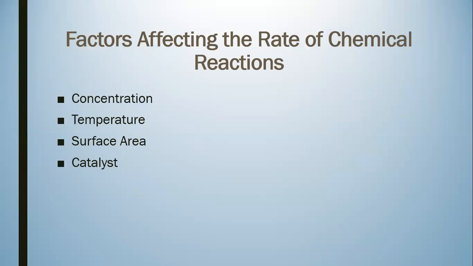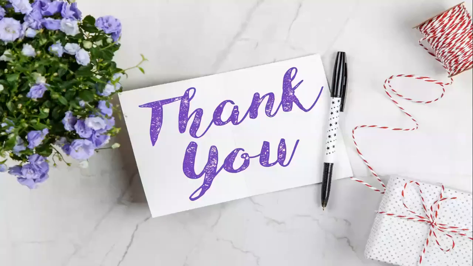The following are just a few of the factors that affect the rate of chemical reaction. The first one is concentration, the second one is temperature, the third one is surface area, and the fourth one is the catalyst. All these we'll discuss one by one in our next videos, where we'll dive deeper into each one of these four factors that affect the rate of chemical reactions.